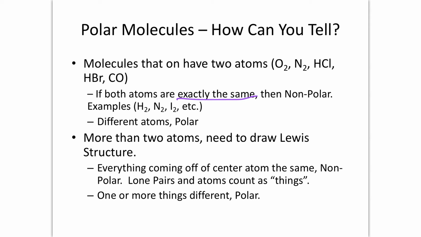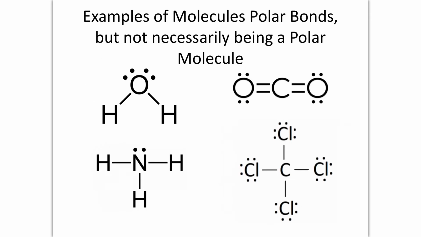Now, if you have more than two atoms, you need to look at the Lewis structure for that particular molecule. So you might have to draw it. Here's the key on that one: you have to look at everything coming off the center atom. If everything is the same, then it's nonpolar. If anything is different, then it's polar. That's it. As long as one thing is different coming off the central atom, then it's polar. If everything is the same, it's nonpolar.